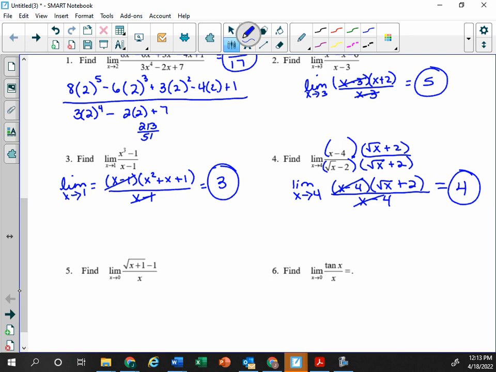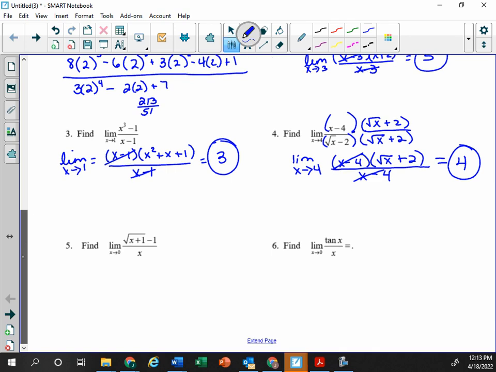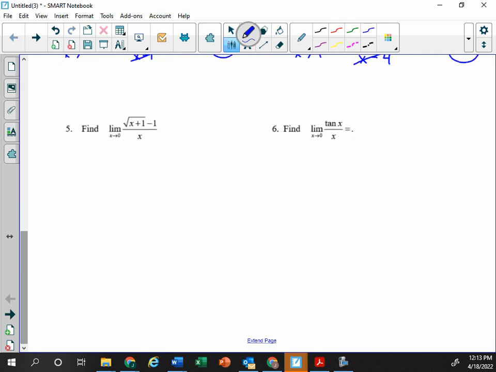So let's look at number 5, another one of these square root ones. Again, I can't plug 0 in. I know this square root is not in the denominator, but you're still going to want to use the conjugate. Okay, but with this one, what is the conjugate? Everybody always is a little confused on this. Yes, square root of x plus 1 plus 1.